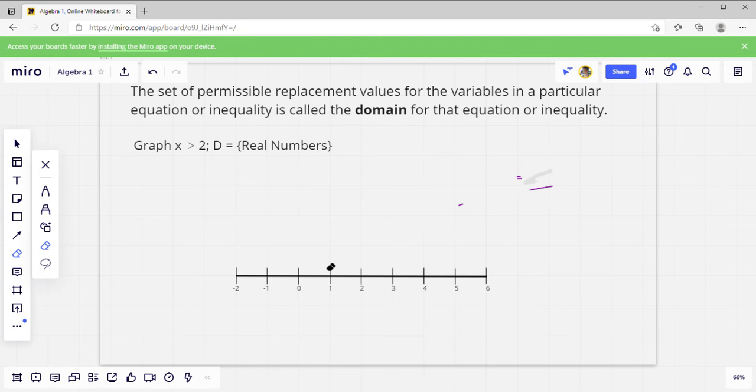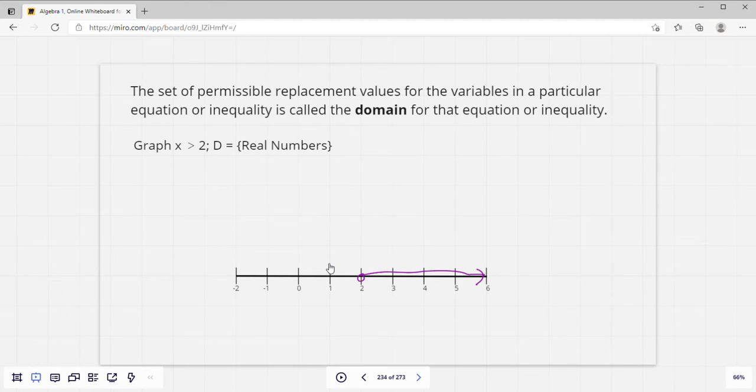Alright, so this is what your problems are going to look like. This one says graph X is greater than 2, and we only want real numbers. Well, that one's pretty easy. X is everything that's more than 2. It's not equal to 2, so we're going to use an open circle, and we're going to go that way, with real numbers.